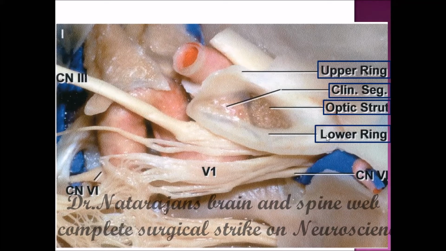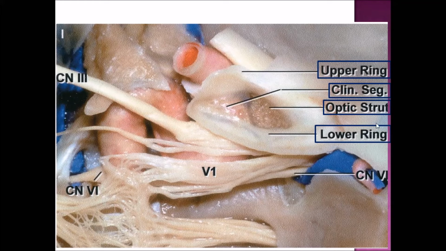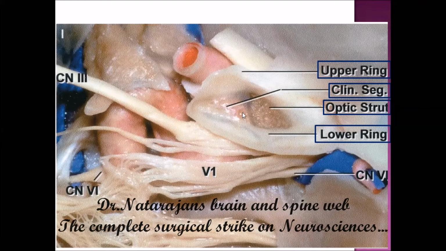The lower ring is called the proximal dural ring, and the upper ring is called the distal dural ring. So this forms the carotid collar. Here is the internal carotid artery. These dural rings form the carotid collar surrounding the ICA.